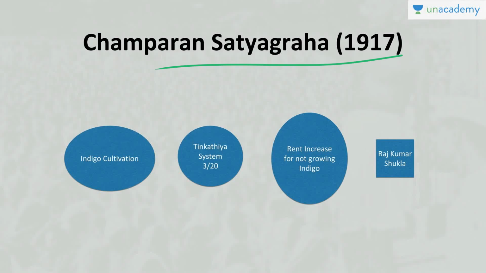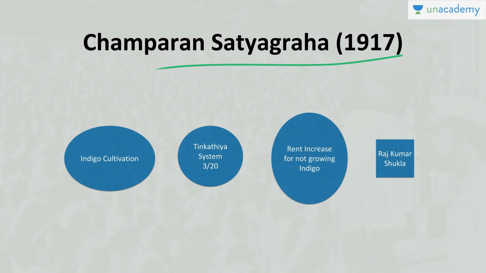What actually happened here? Champaran is just one area, it is not limited to Champaran, but there were other areas in Bihar also. The peasants were forced to cultivate indigo, and it was under the Teen Katia system. They had to grow indigo on 3 out of 20 parts of their land, compulsorily forced by landlords.